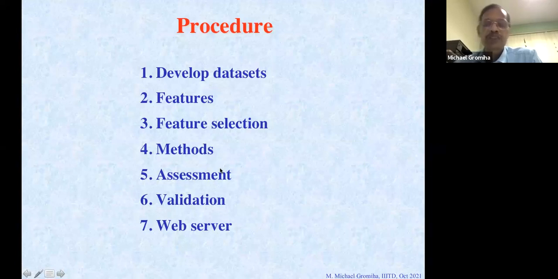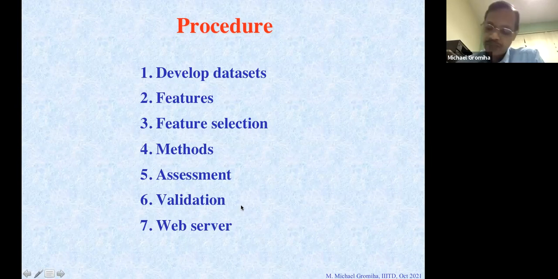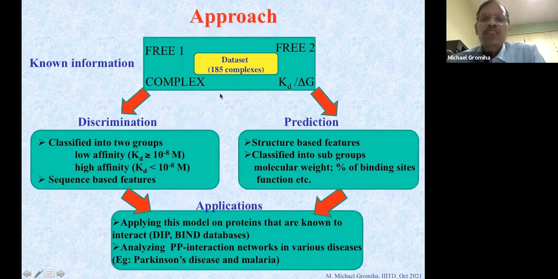We can use various assessments like the correlation, or the sensitivity, specificity, AUC, and so on. Then you can validate. You can use various validation procedures like self-consistency, jackknife, or one-class validation, and a split sampling technique, to check whether your method is fine or not. Once it is done, you can develop a server so that users can use it for predicting the binding affinity. So when we started the work, at that time we got 185 complexes.